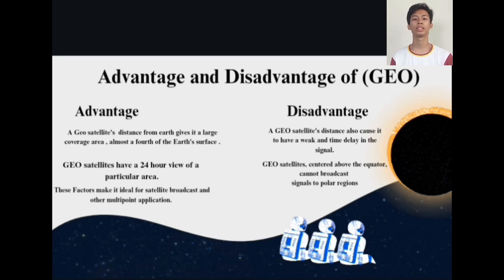A GEO satellite centered above the equator cannot broadcast signal to a polar region. So it's like a Cartesian plane. The x-axis is the equator and the y-axis is the polar region. The polar region cannot receive signal because the satellite is rotating along the x-axis.